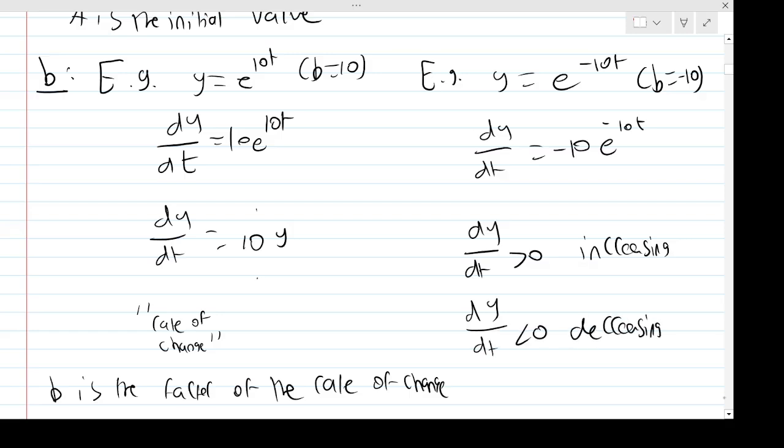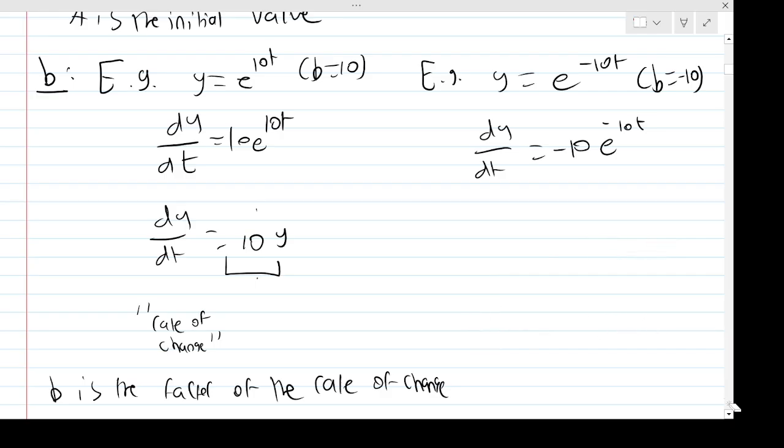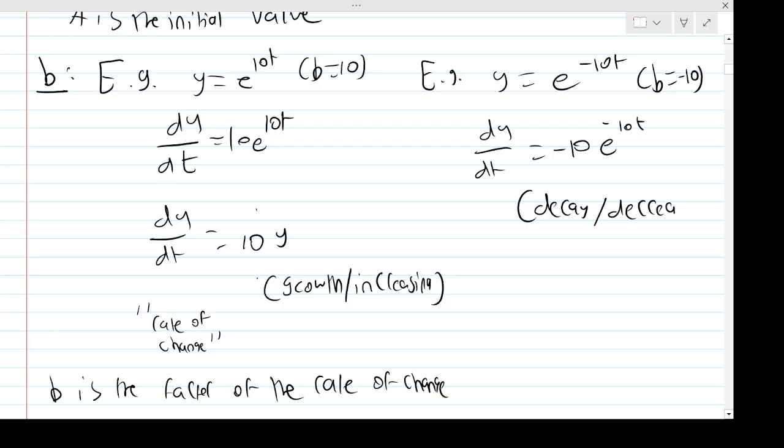So that means the sign of the derivative tells me whether the function is increasing or decreasing, right? In particular, because it's positive 10y, this is growth, or it's increasing. But here it's negative 10t, negative 10, so it's a decay, or going down, or declining, or it's decreasing. So when you're differentiating, you need to pay attention to the sign of the derivative.